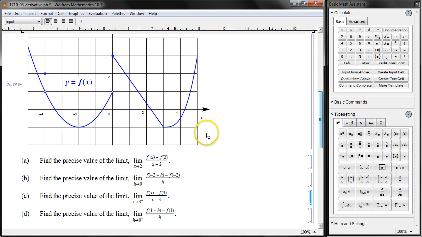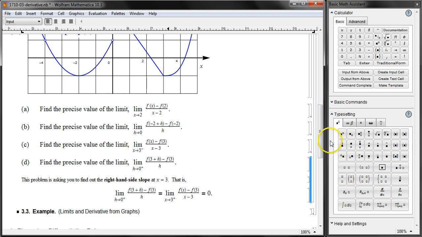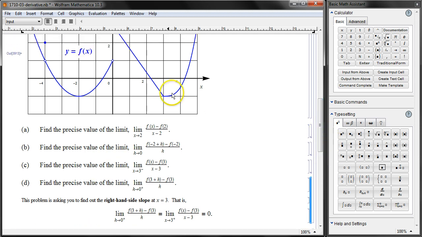Now how about the right hand side? This is the Newton quotient, but with 0 plus, so this is the slope for the right hand side. It's horizontal, so that's got to be 0. From this picture here, 0, that's not difficult to see.